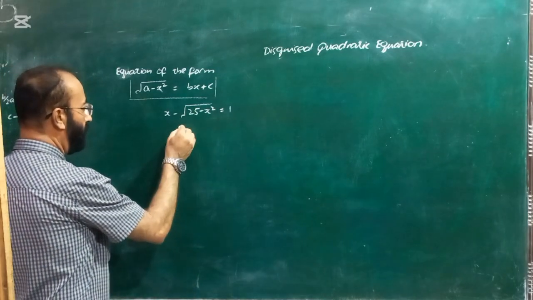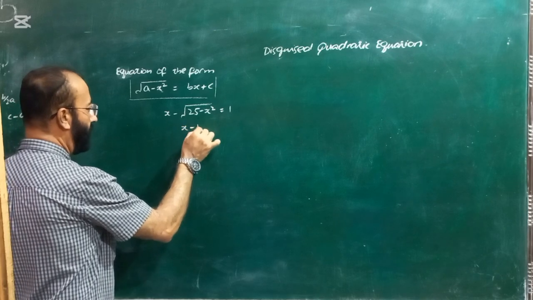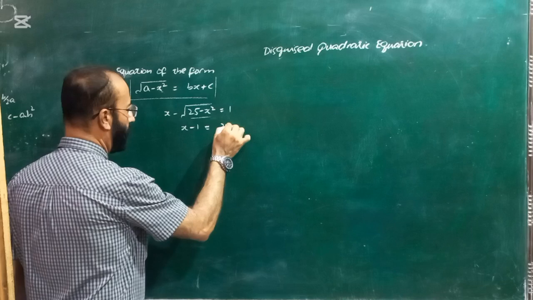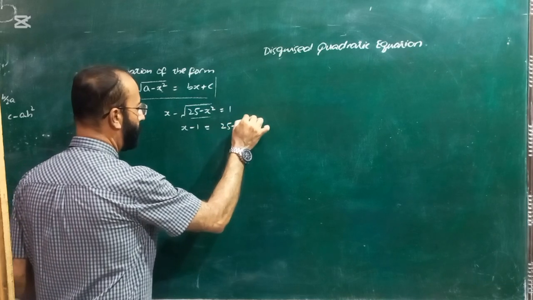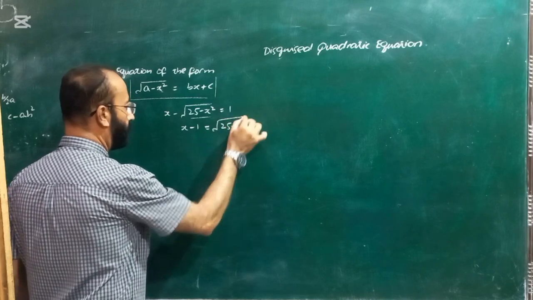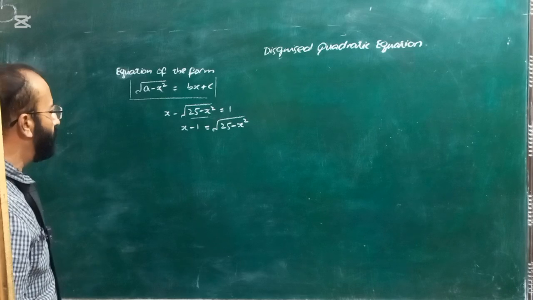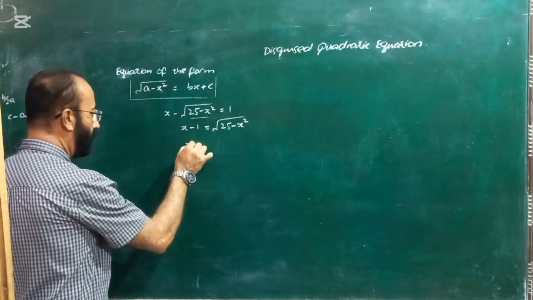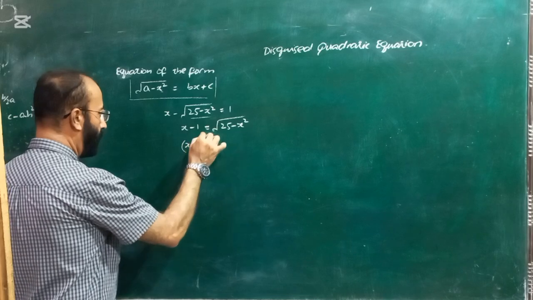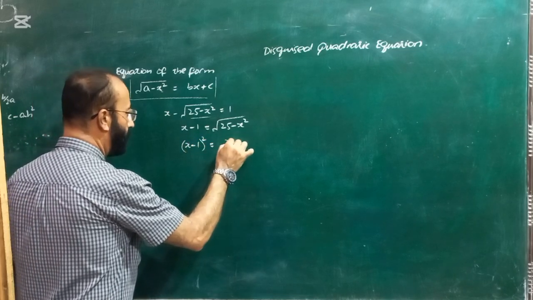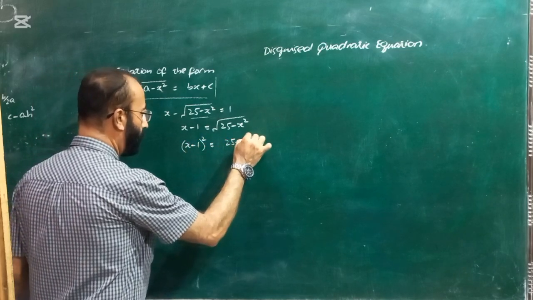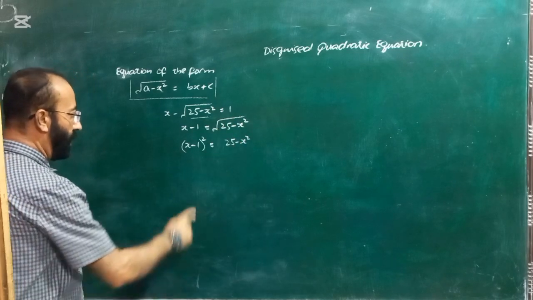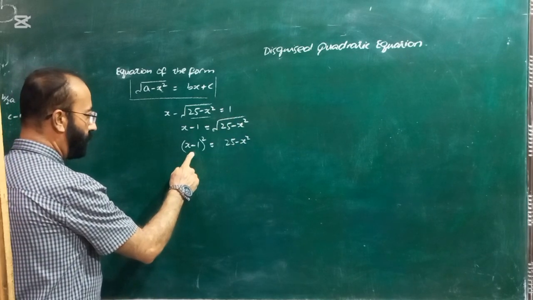So this minus 1 will be shifted to the left hand side, and this is going to the right hand side. So the square root of 25 minus x squared. So this is this step. At this step, we are going to take the square of both sides. So x minus 1 whole squared will be equal to 25 minus x squared, because the square will cancel the square root.